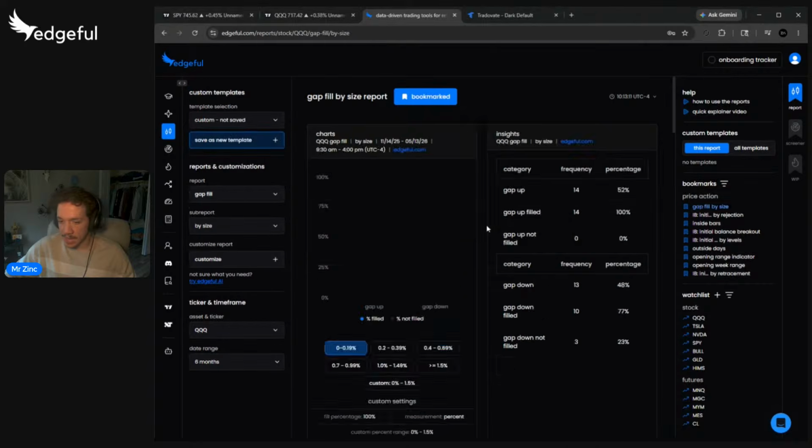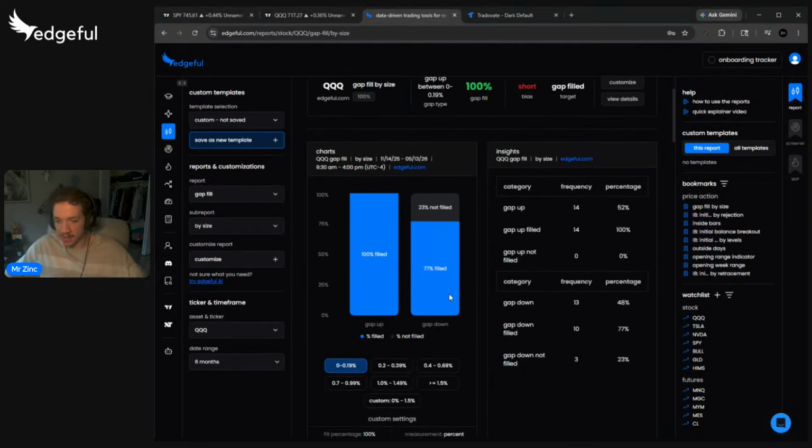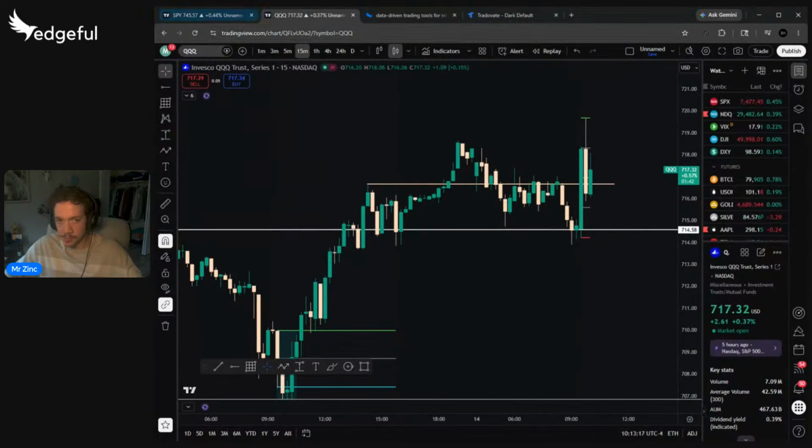On top of that, you can stack the gap fill by size. We have a 77% chance that a gap down gets filled. We filled that on NQ. So that's a secondary bias added on.